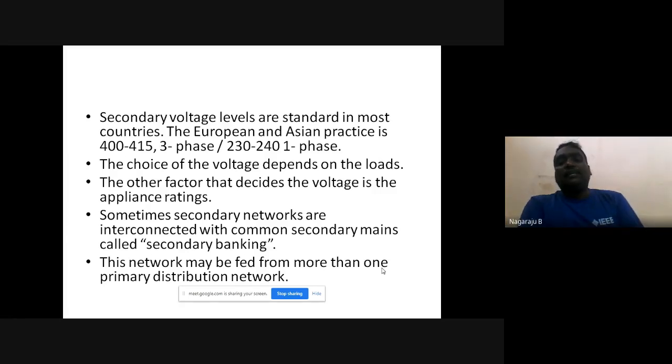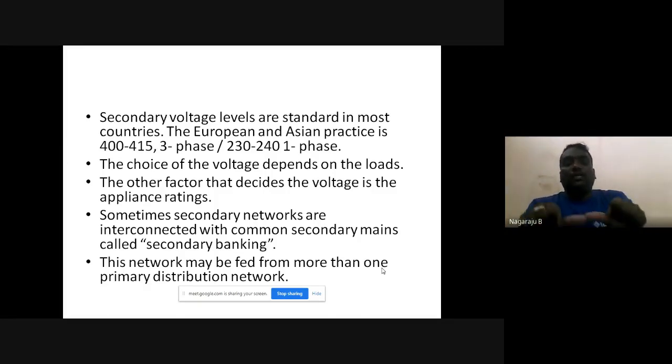Sometimes secondary networks are interconnected with common secondary mains, called secondary banking. This is also to be remembered. Sometimes secondary networks are interconnected between two secondary systems. Already I have one secondary distribution system, and I have another secondary distribution system, so there are two interconnections.